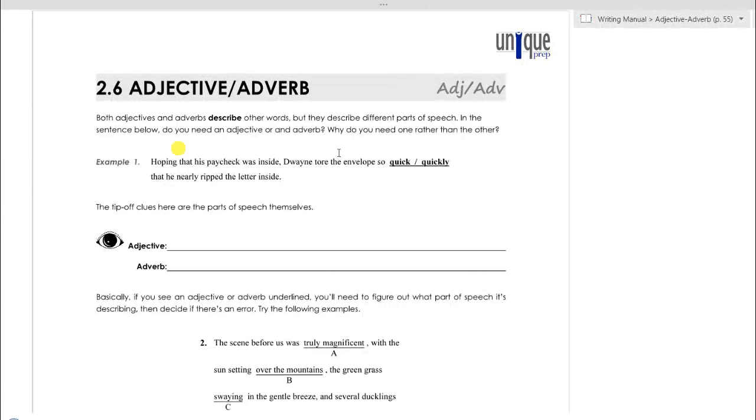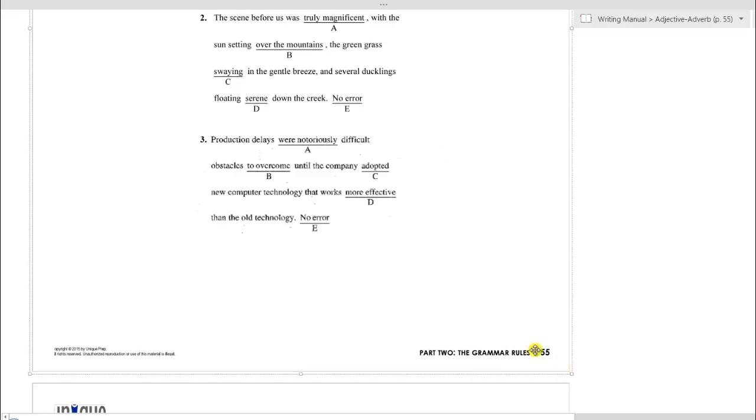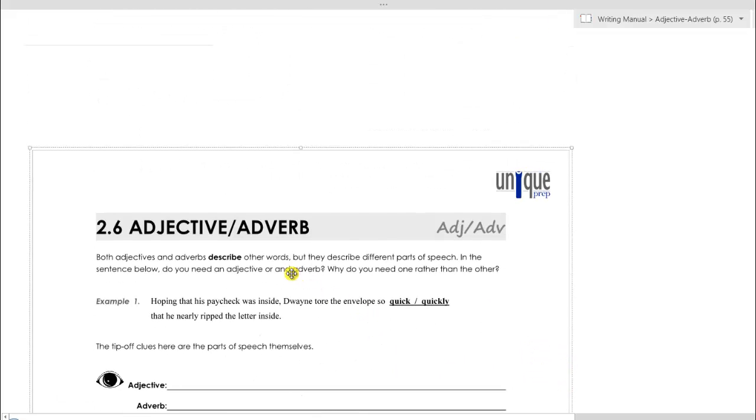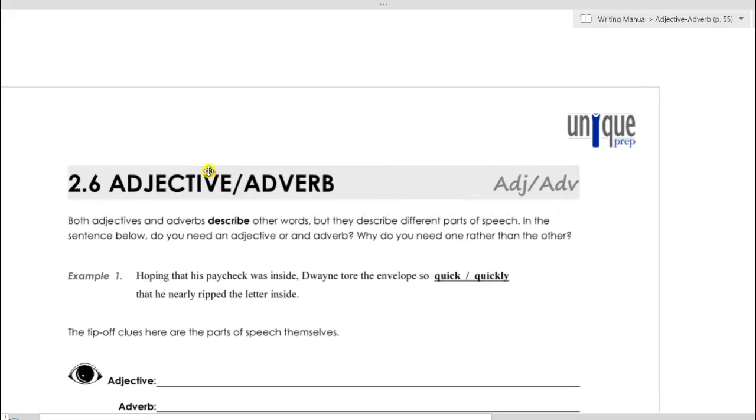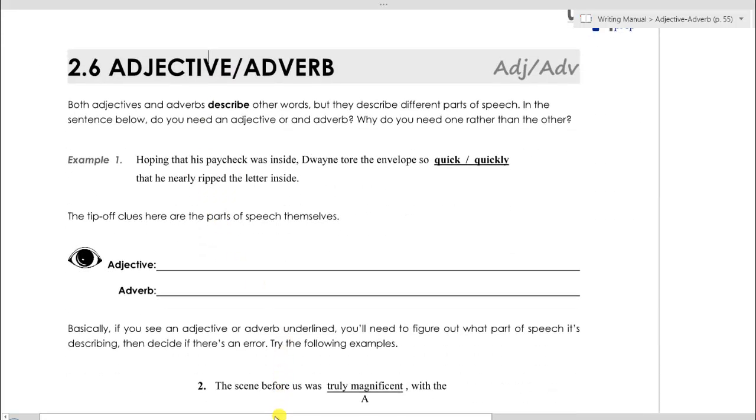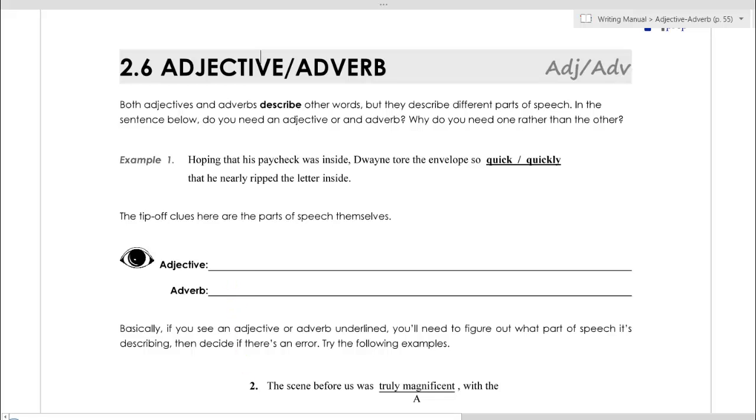Next grammar rule. Our next grammar rule is adjective, adverb. This is page 55 of the writing manual. So first of all, we should probably define what adjectives and adverbs are, especially for those of you that don't already know. What is an adjective?